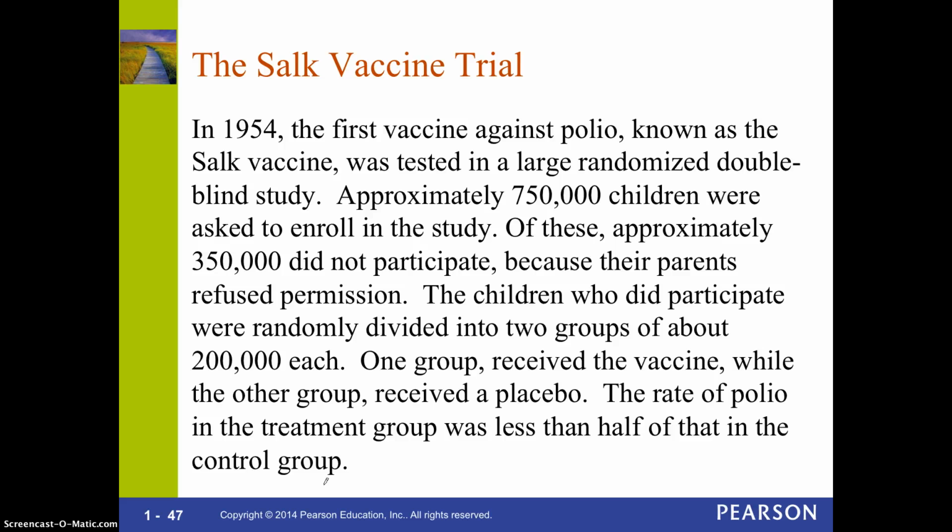Okay, so the rate of polio in the treatment group was less than half of that in the control group. So that's telling me, let's say I had 100 cases of polio in the control group. Well, that tells me in the treatment group I had less than 50, because it was less than half of that in the control group. Okay, so it means the vaccine actually should have helped.